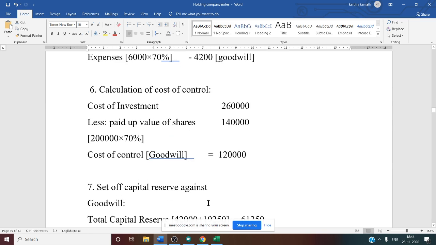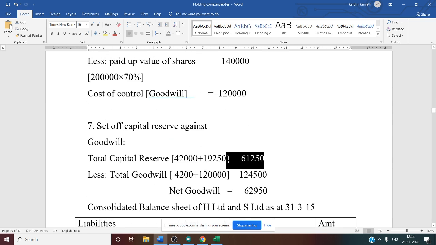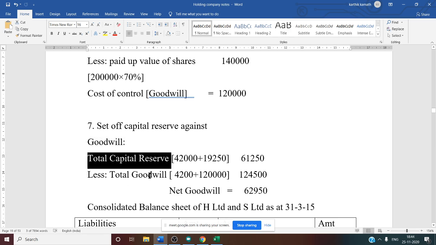What is the total now? Total is 61,250. 42,000 plus 19,250 is 61,250. That is total capital reserve. Less total goodwill. How to get the total goodwill now?